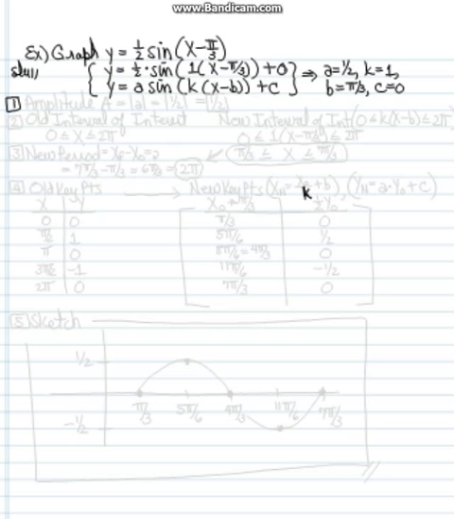0. Now this is going to have amplitude. There's no asymptotes in the sine function. Amplitude is the absolute value of 1/2, which is 1/2.